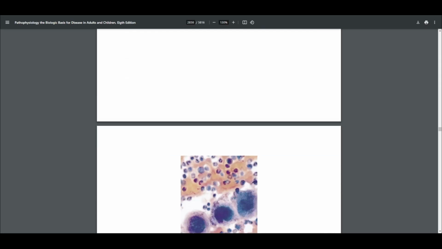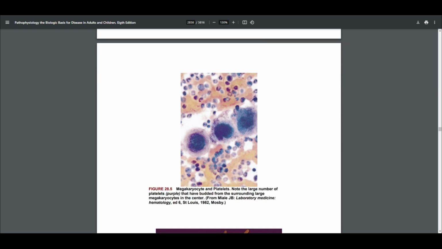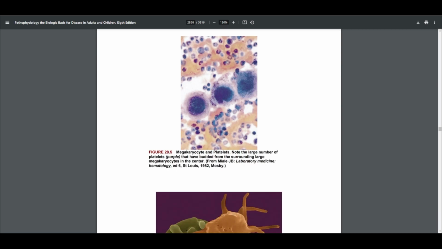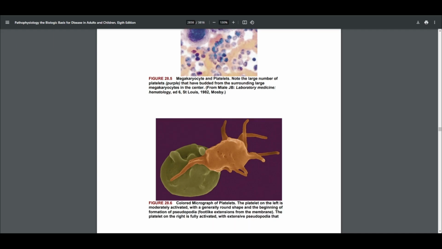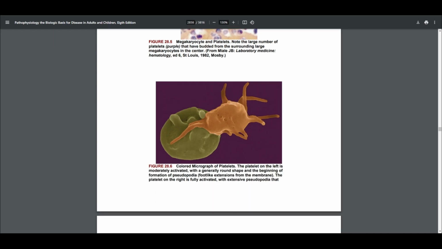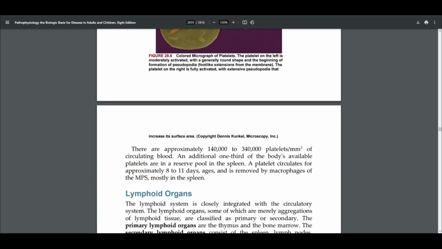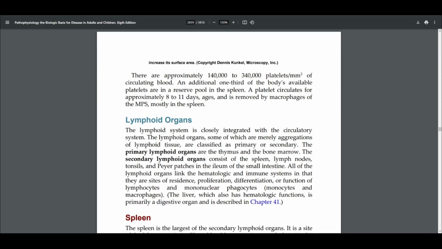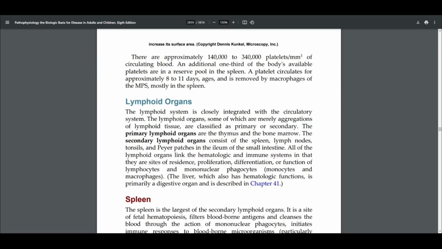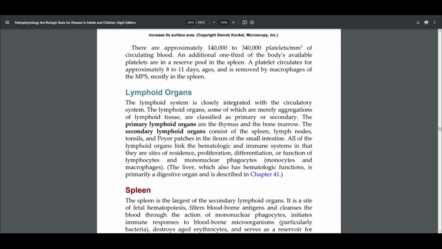So here we're taking a look at a picture of platelets or megakaryocytes. And then here we're taking a look at a colored micrograph of platelets. There are roughly 140,000 to 340,000 platelets circulating in the blood. An additional 1/3 of the body's available platelets are in a reserve pool in the spleen. A platelet circulates for about 8 to 11 days, ages, and is removed by macrophages of the MPS, mostly in the spleen.